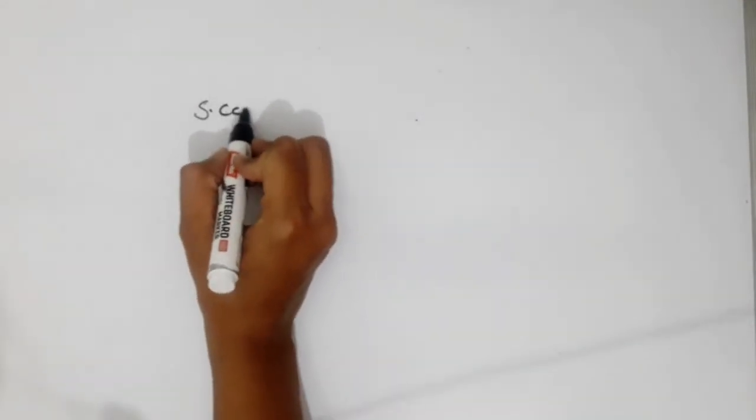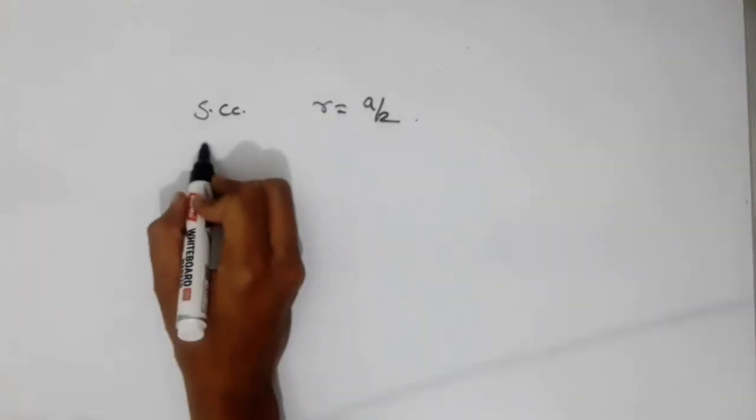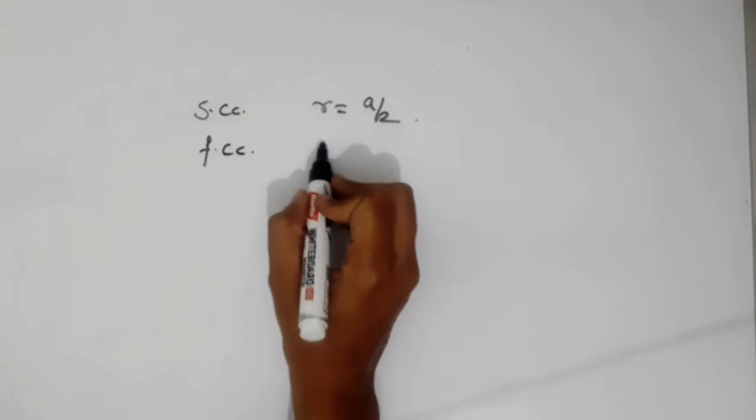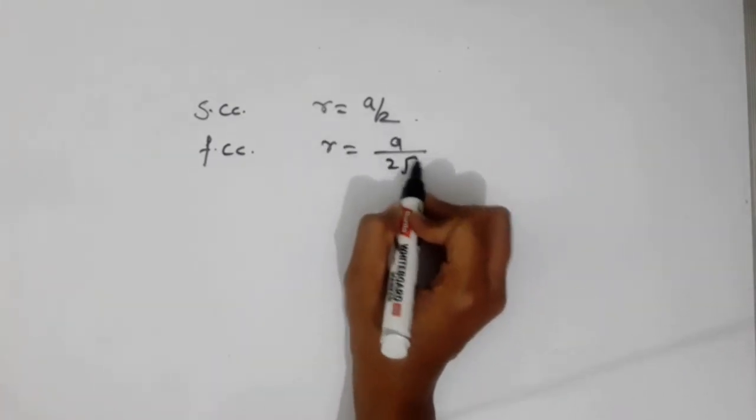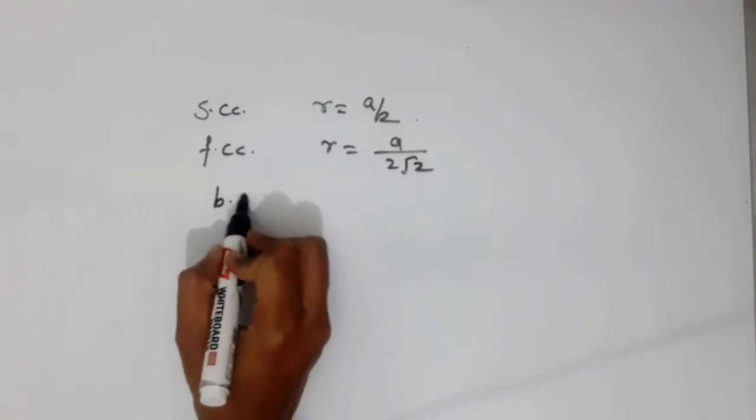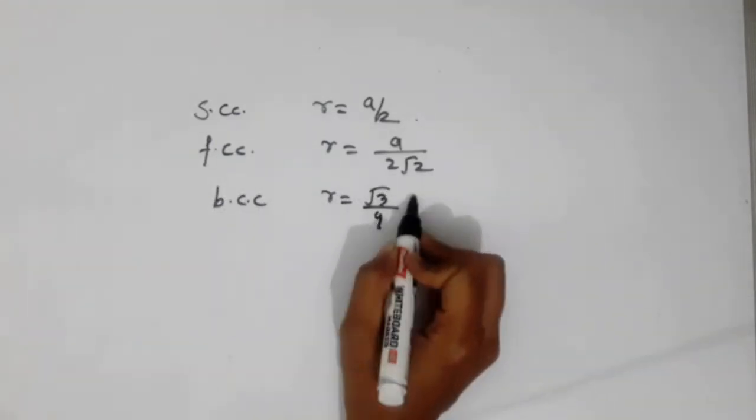About the packing efficiency too, where we determine the formula: for simple cubic lattice, r is equal to a by 2. For FCC, r is equal to a divided by 2 root 2. For BCC, r is equal to root 3 upon 4 a.